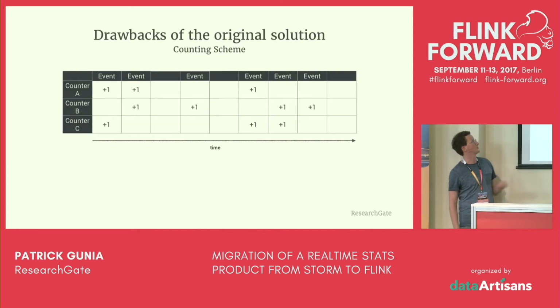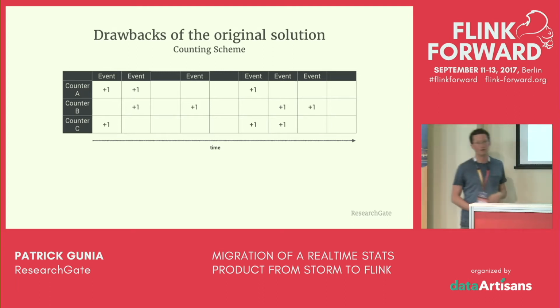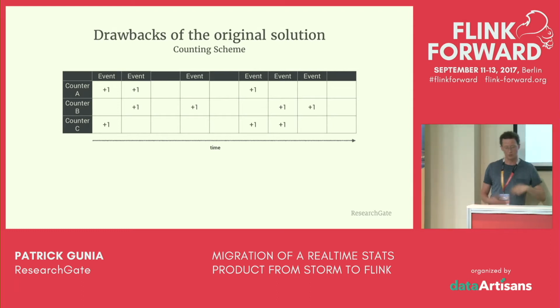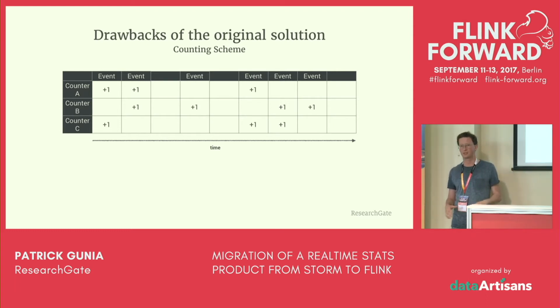Let's start with the counting scheme. What we did, we get a couple of events, those are flowing in time, and every event can increment one or more counters, right? Per every event we extract data and we increment one or more counters, and those will be simple +1 operations. That's the counting scheme that we had, and that's also the counting scheme that Storm, as a stateless stream processing platform, enabled us to do.